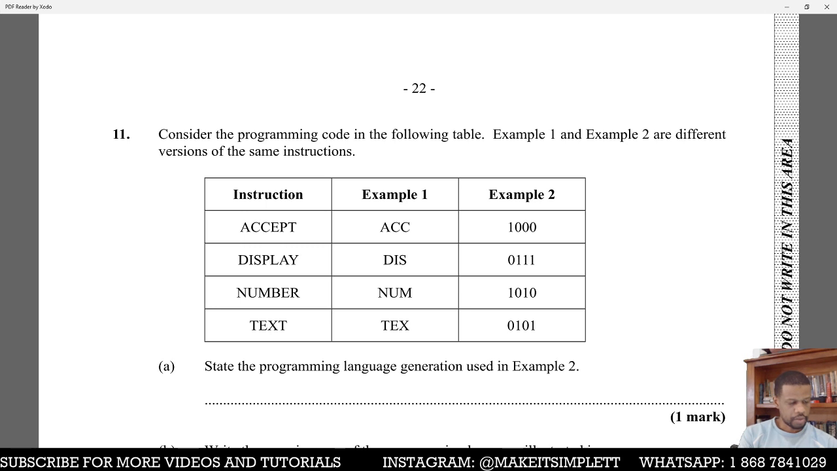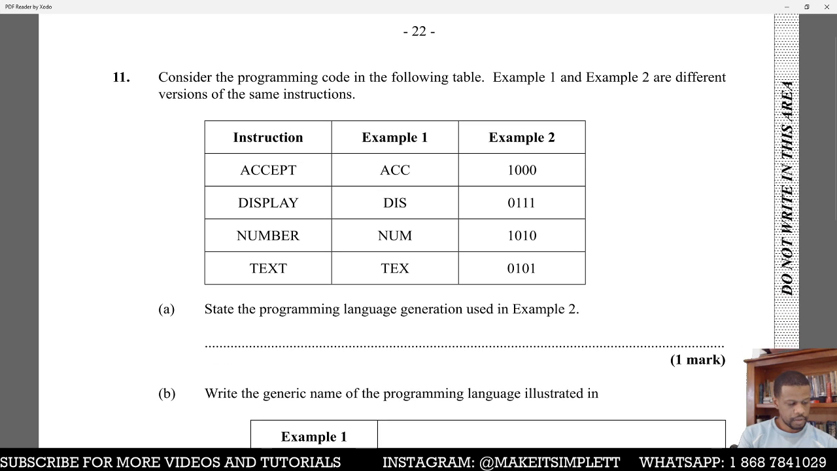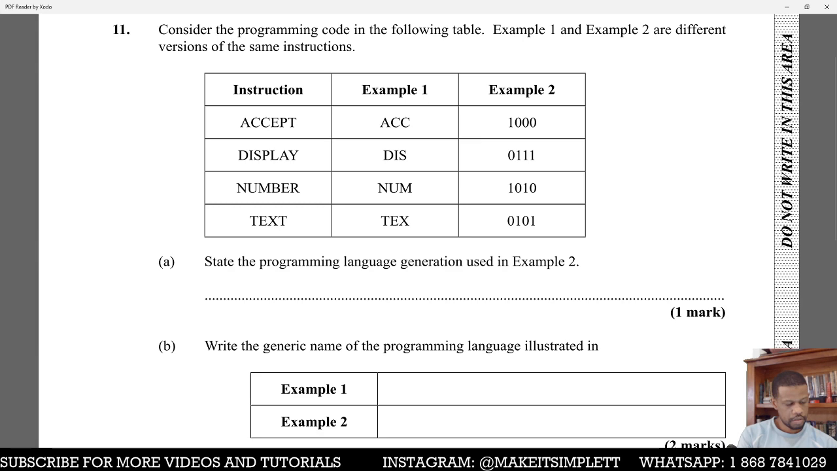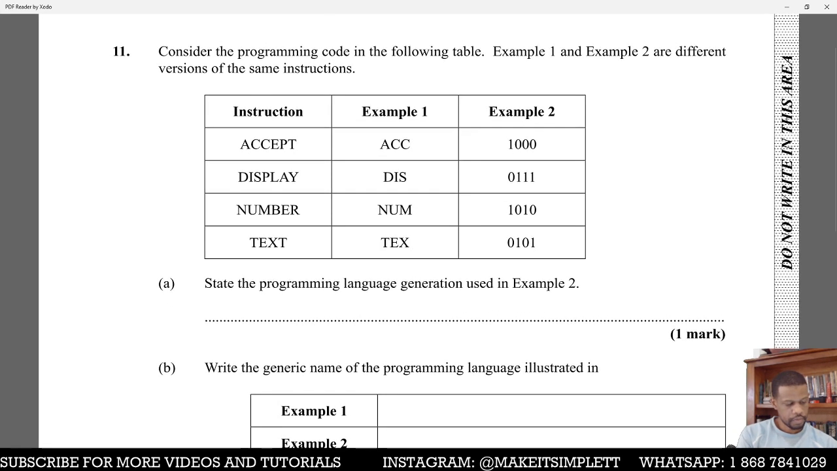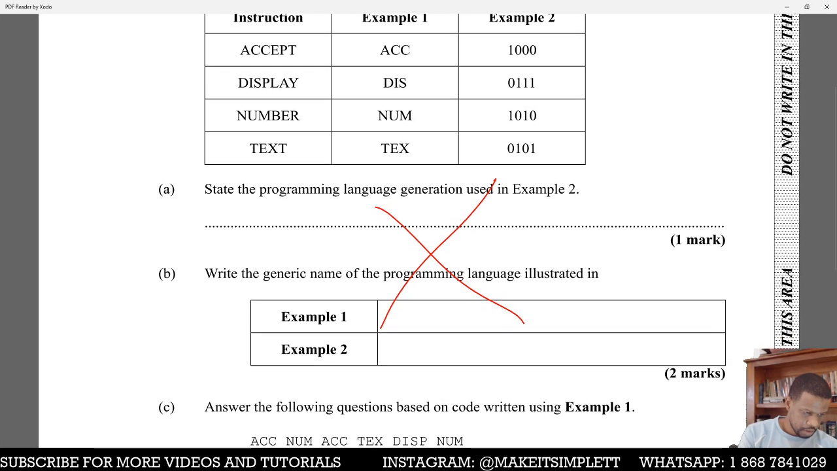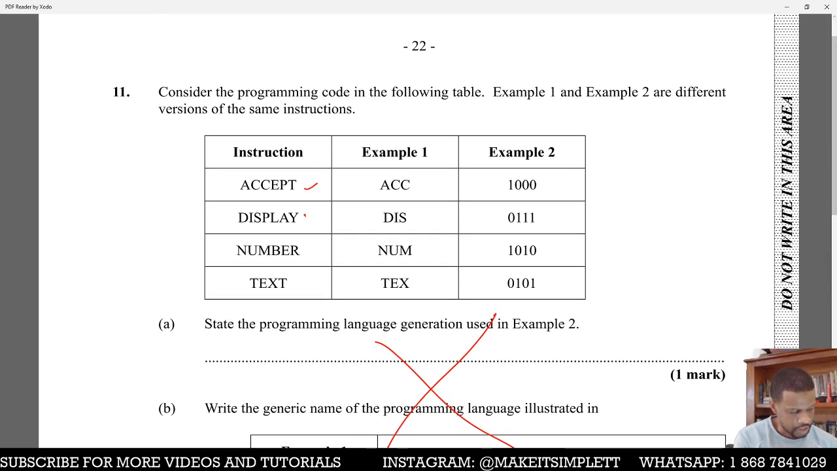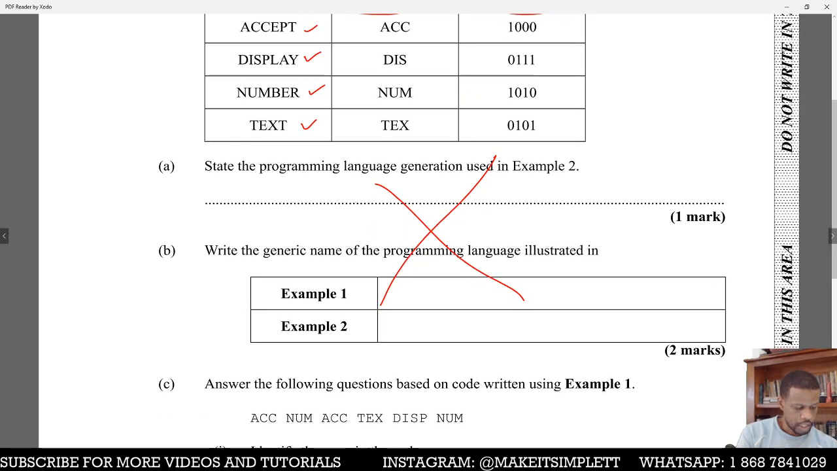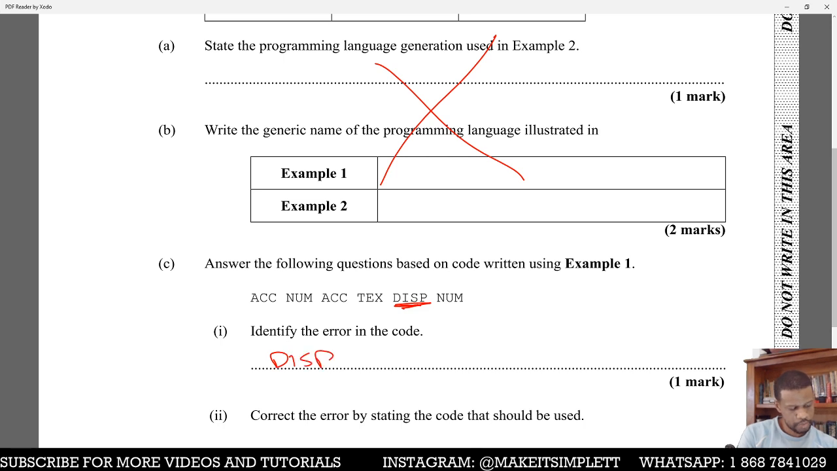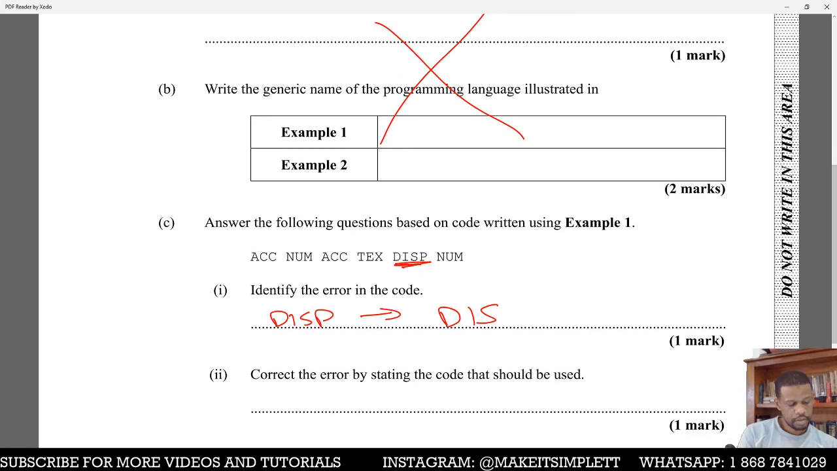Consider the programming code in the following table. In the programming language. These two parts here you don't need to know, but you could do part C. Answer the following questions based on the code written in example one. So this table has an instruction, like accept, display number, text, and they have the type of code that it is written in. What they want you to do is identify the error in the code. The error is here, because they have this, and this one has this. So this DISP is supposed to be yes. Well, they have it right here. Correct the error that should be used, which should be D.